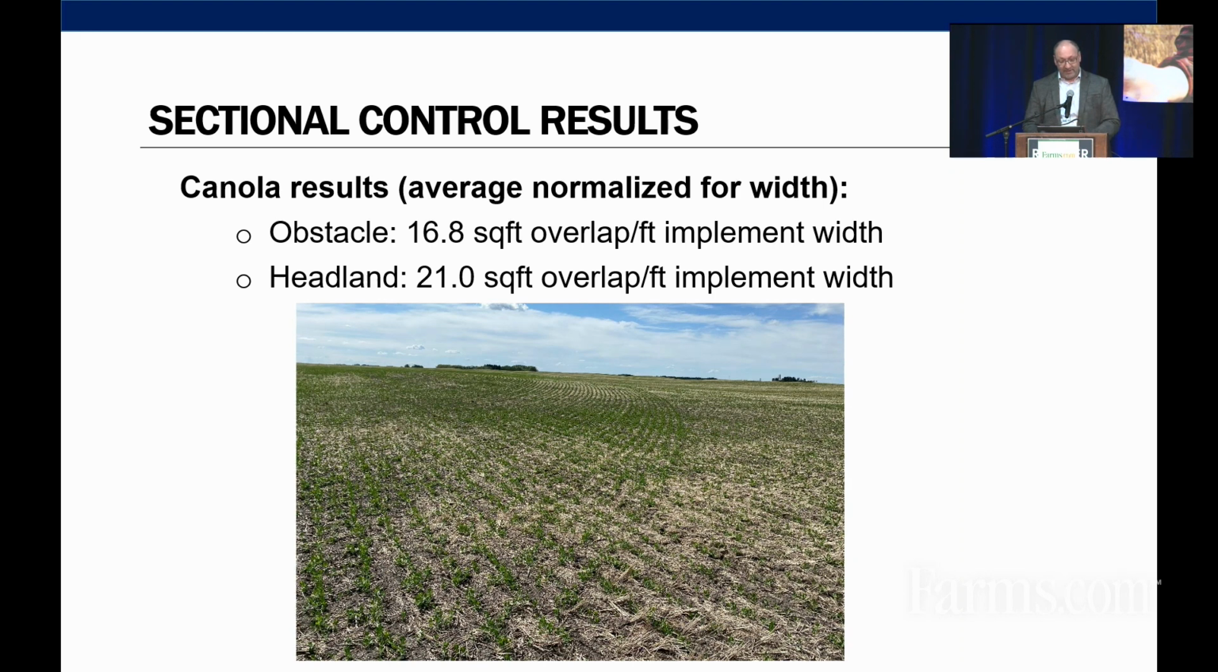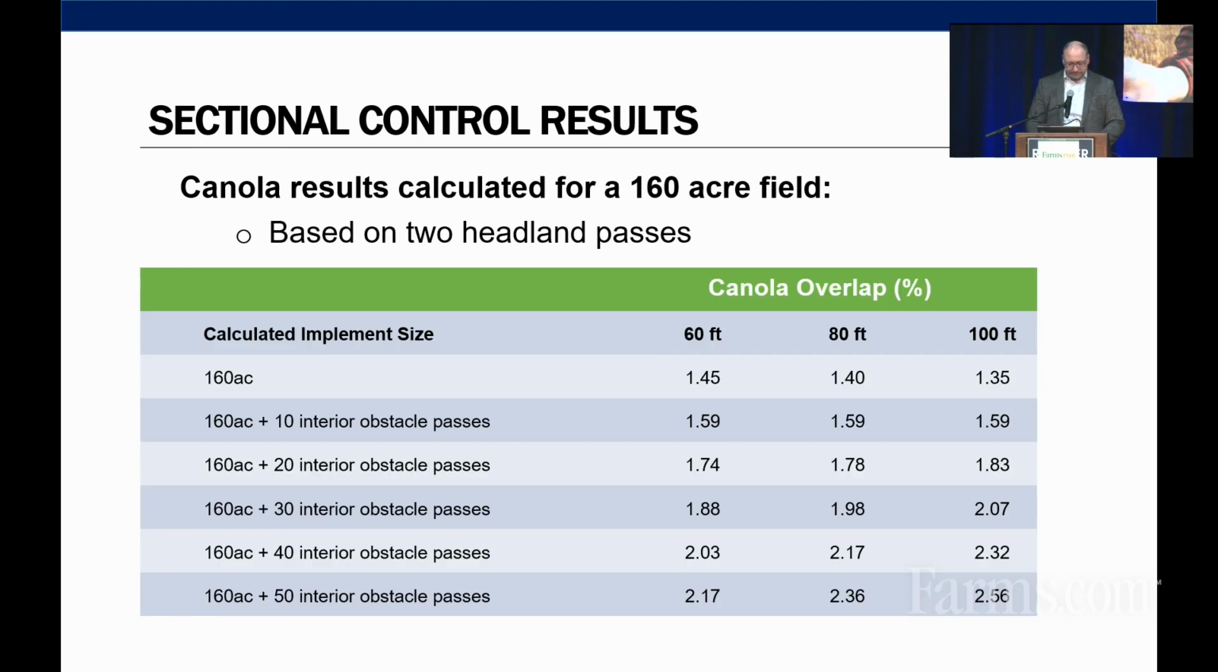And when we saw the data in canola, we had about 16.8 square feet of overlap when we're looking at our overall potential when you're looking at obstacles. And on the headlands, not surprisingly, it is a bit higher at 21 square feet per implement width when you're looking at that overlap potential for the individual units.